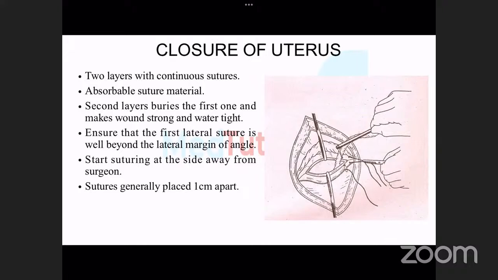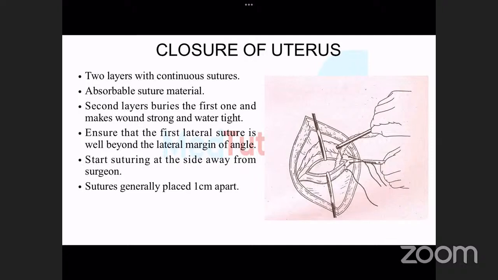Lambert sutures. Ensure that the first lateral suture is placed beyond the angle. Here is the angle of incision. You place the first suture at least 1 centimeter beyond the angle so that if there's any artery, you hold it before you start suturing.